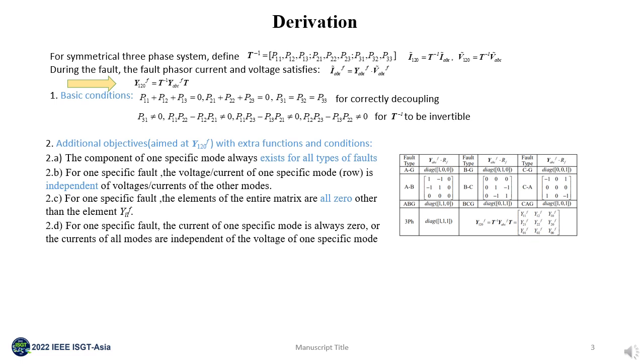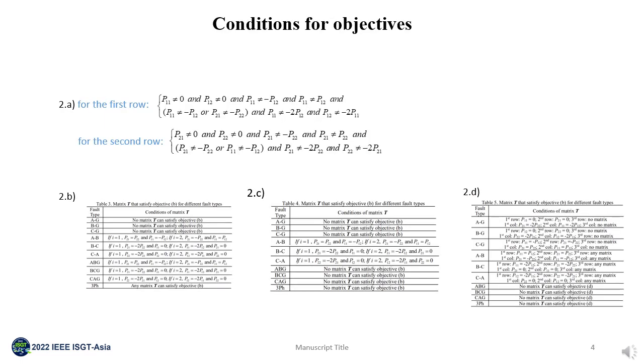Objective C further assumes that only one element is non-zero on the basis of objective B, so the analysis of one term includes all the information of the specific fault. Here are the detailed requirements for each objective besides basic conditions. Notice that objectives B, C, and D aim at the specific fault, so each fault type needs discussion respectively. The results directly follow the definitions of objectives given before.